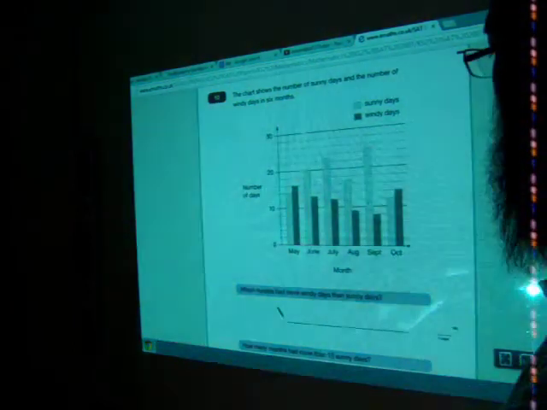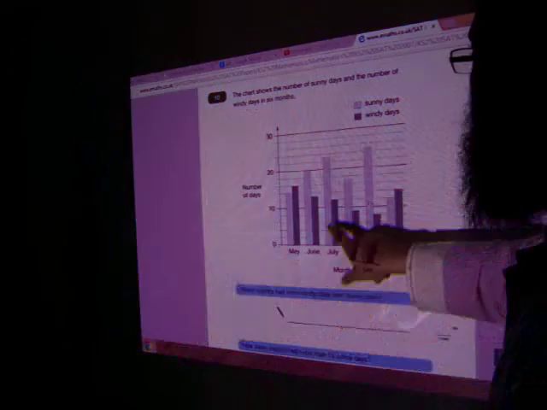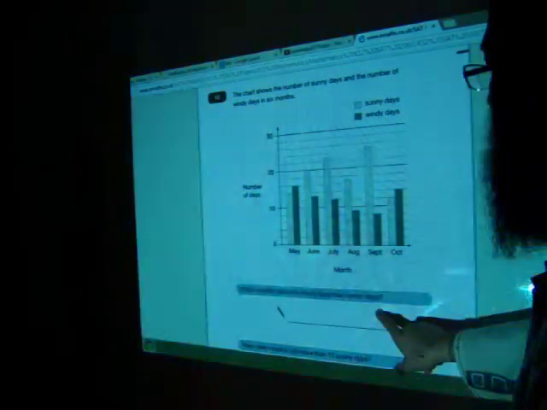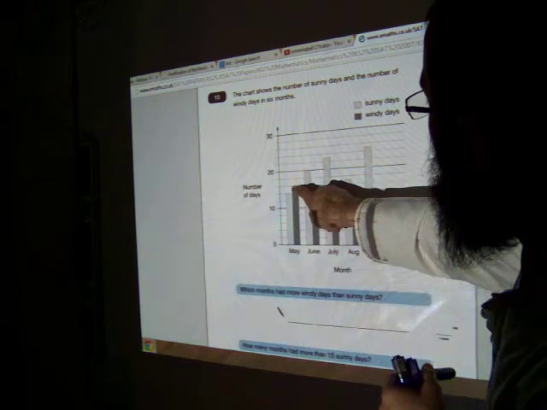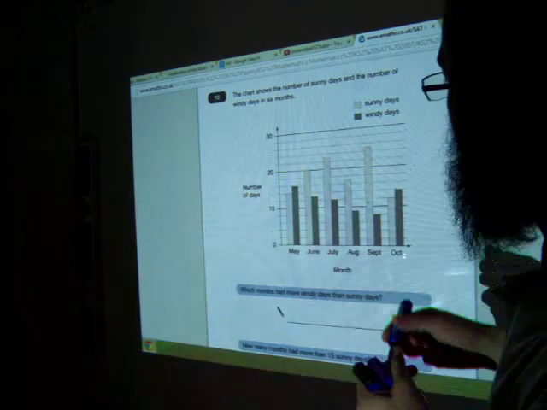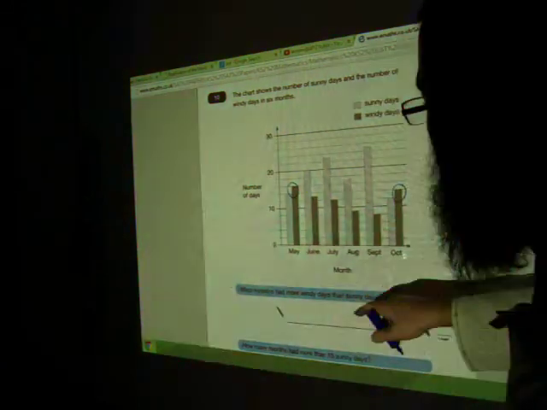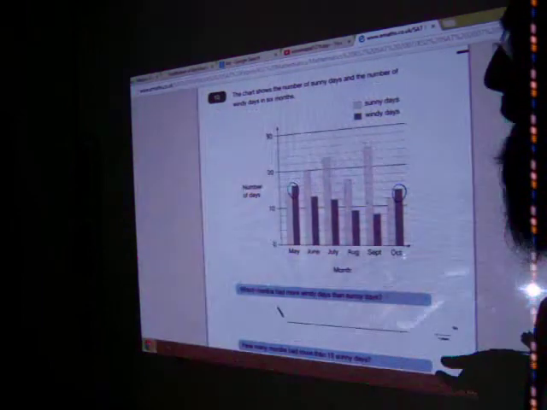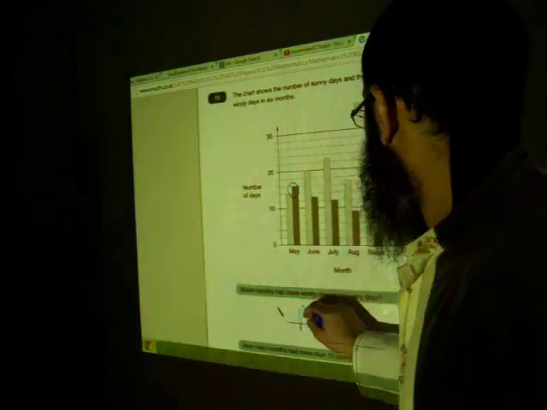Which month had more windy? More windy means more of the dark one. May. More than the sunny ones. So May, the dark one's more. Is it in the month? October. And October. Here we go. Which months? So what do we write? Do we write 2 or do we write the month names? Month names, May and October.